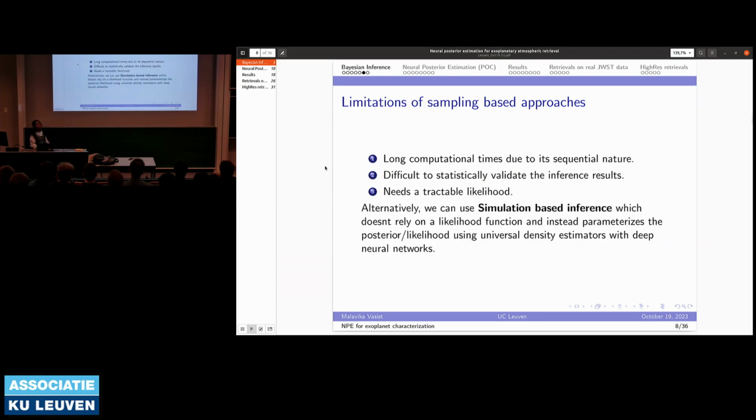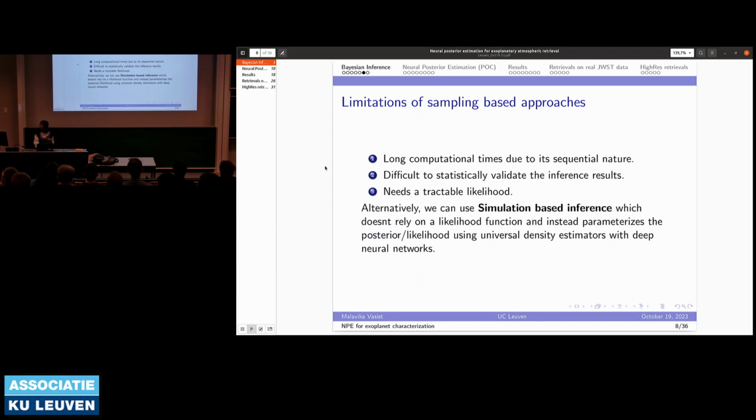So that's for the future. So what can we do about it? What we can do, and this is something we suggest, is use simulation-based inference, which does not require a likelihood function and instead parameterizes either directly the posterior or the likelihood using a universal density estimator with deep neural networks.